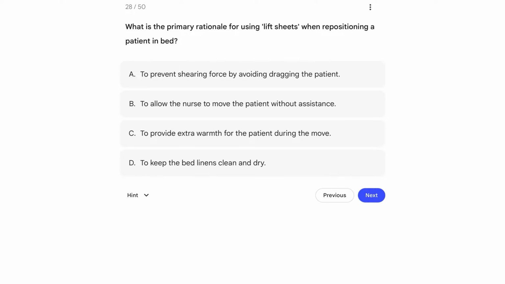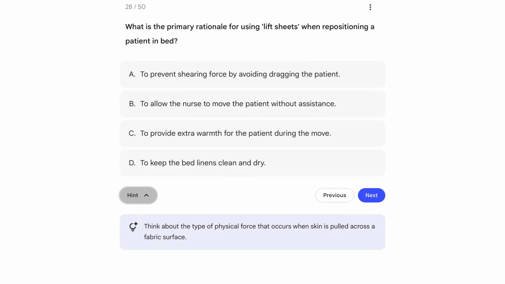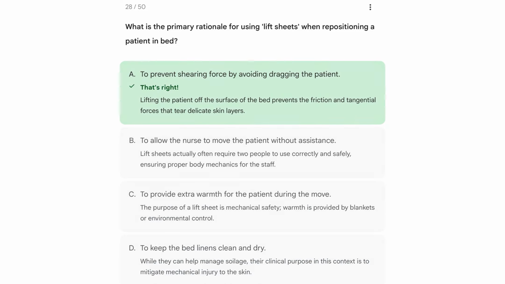Which one? So, we will give a hint. Think about the type of physical force that occurs when skin is pulled across the fabric surface. Then which is the right answer? A. Why is it not B? Option A is the right answer.